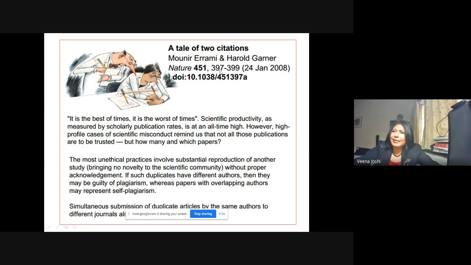So it's a tale of two cities. You have what? It is a tale of two citations. The most unethical practice involved substantial reproduction of another study, यानी कि किसी और का study, without proper acknowledgement. If such duplicates have different authors, then they may be guilty of plagiarism, whereas papers with overlapping authors may represent self-plagiarism. So मेरा ही खुद का 2 बार, 3 बार, 4 बार. ओके. और ये बहुत होता है.